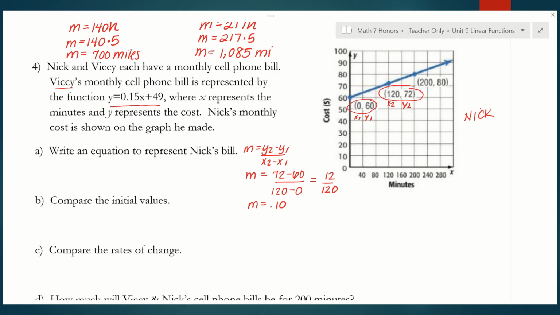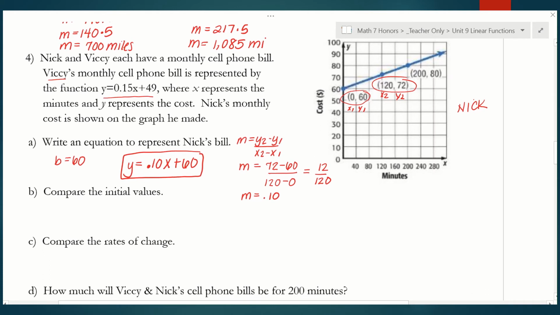Okay, now the other thing we need is the y-intercept, and thankfully we can get the y-intercept right from the graph. They tell us the point (0, 60) is on the graph, and anytime x is 0, that is your y-intercept. So we can say b is 60. So the equation for Nick's line is y equals 0.10x plus 60. We found the 2 pieces we need.